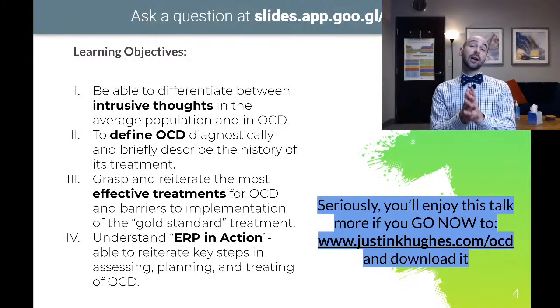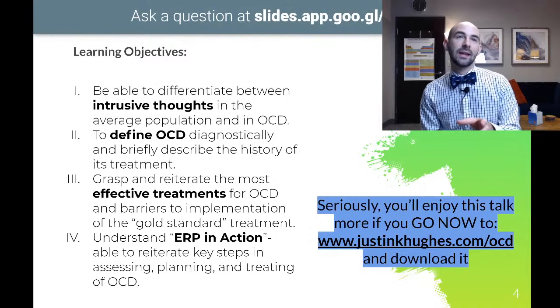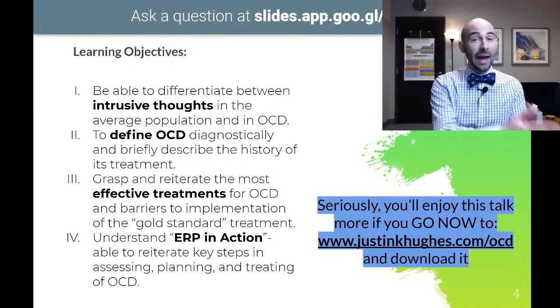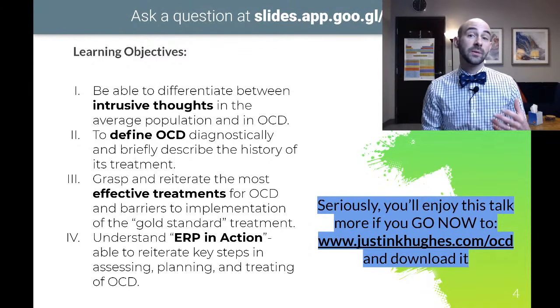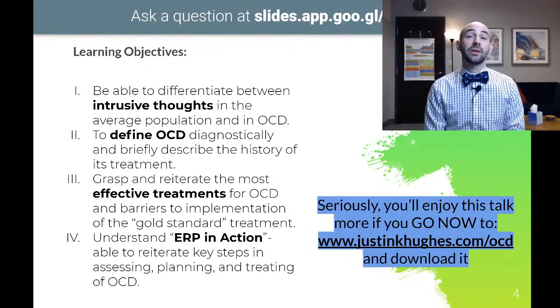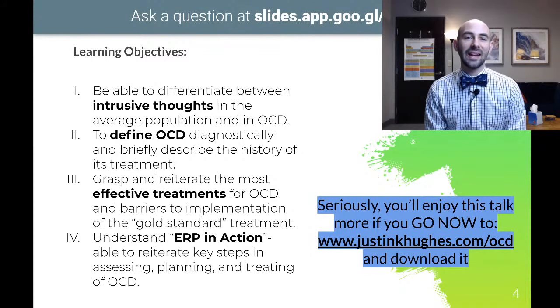We have some learning objectives. What we're going to cover is four key things. Being able to differentiate intrusive thoughts in the average population and then in those with OCD. Also to define OCD diagnostically and describe the history of its treatment, which has been a little bit bumpy. We're hopefully going to grasp and reiterate the most effective treatments, and not hopefully, we are going to, and then understand exposure and response prevention in action.